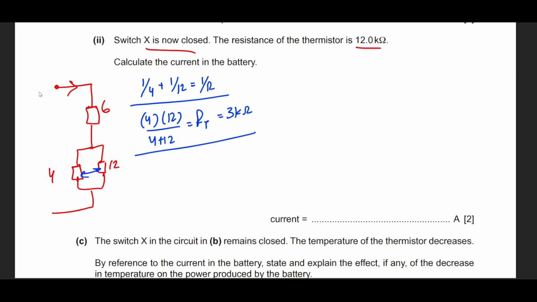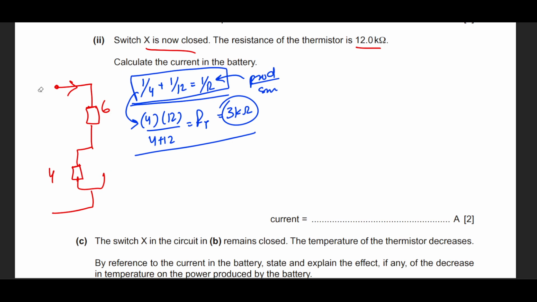By the way, this shortcut of product over sum actually comes from the mathematics of LCM. So no need to worry that this is something new. This is actually a simplified version of the formula that you're going to use eventually, right? Or you can use this formula to finally find out that R is going to be equal to 3. Anyways, so it means that in place of these two resistors, I can simplify my circuit so that it is in connection in series with a 3 kilo ohms resistor.